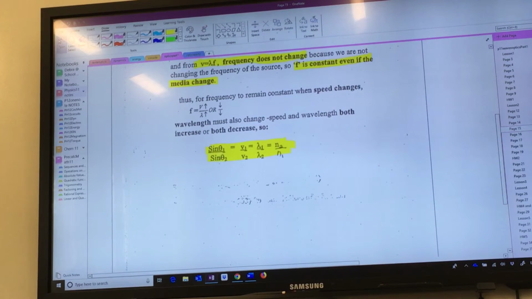So here's this little formula now. Here's the sine of the angle, that's obvious, velocity is obvious, lambda obvious. What's that n? It is called the index of refraction. And it's just a number that compares the bending of a substance compared to a vacuum. So let's just have a look at this.